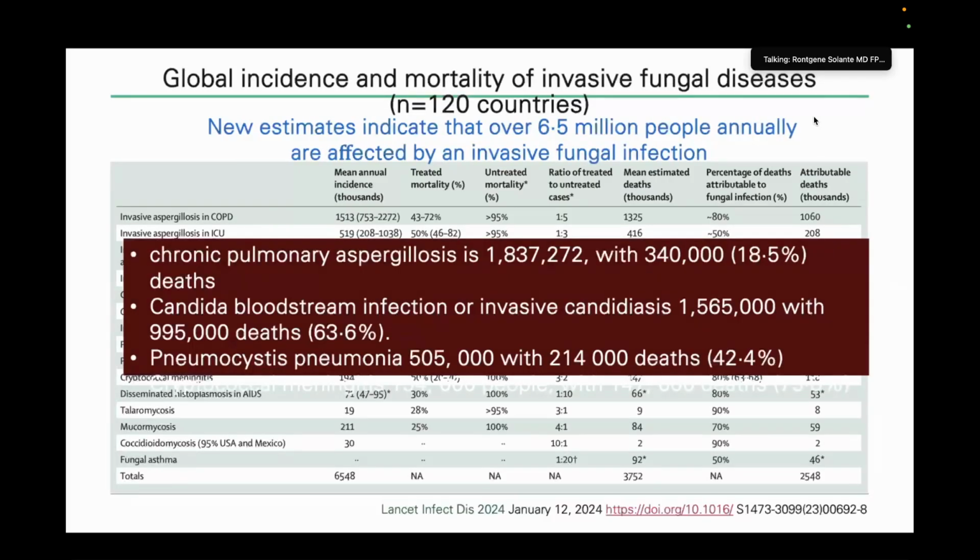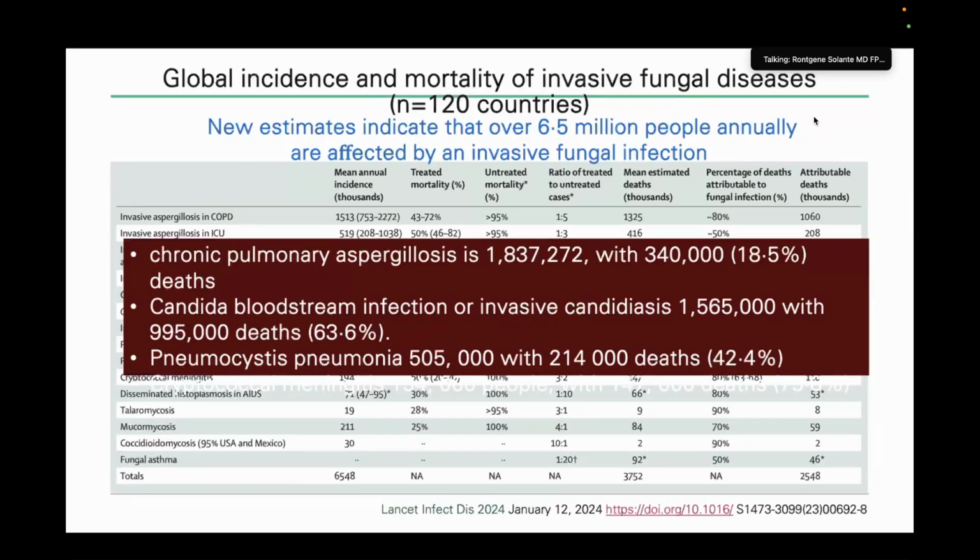And if you look at the 120 countries reporting this invasive fungal infection, one that really stands out here is your chronic pulmonary aspergillosis, which commands one of the highest numbers of infected globally with a very high death rate at 18.5%. Then you also have Candida, okay, 1.5 million with 995,000 deaths, which is 63.6% mortality. And then, of course, your pneumocystis pneumonia, because of an HIV-driven increase in the cases, with 505,000 cases and 214,000 deaths. No? So one of the highest numbers of deaths.